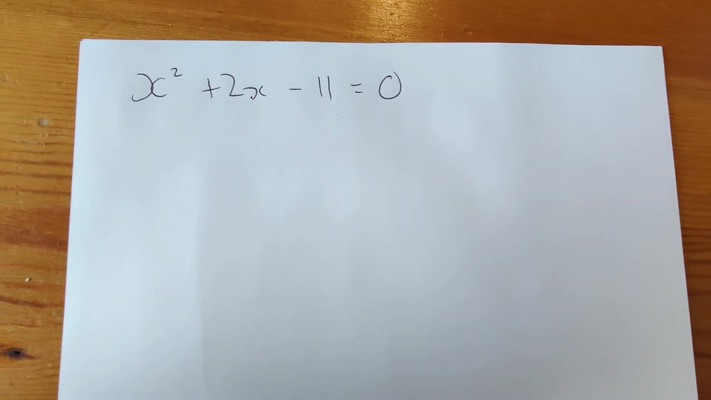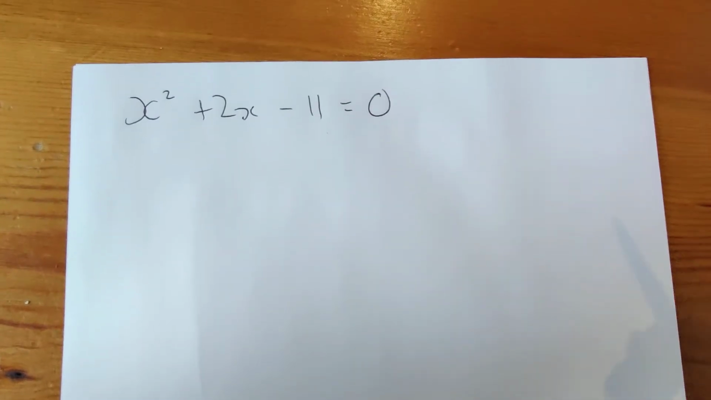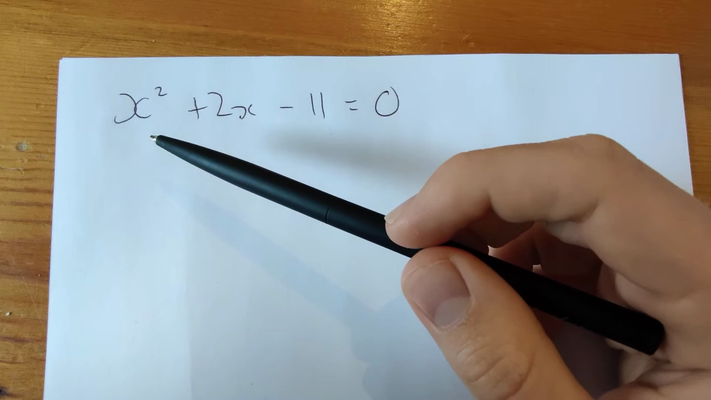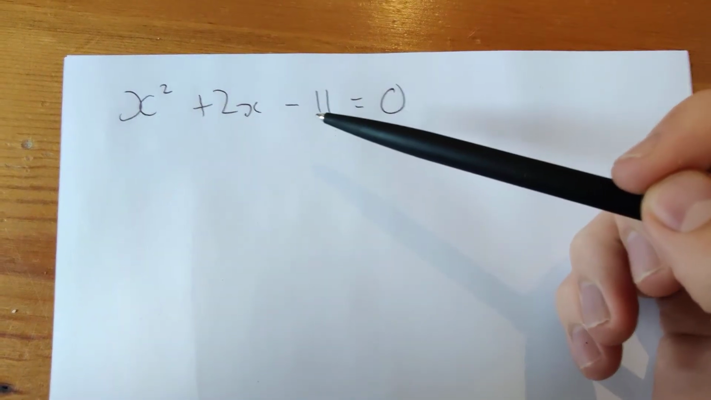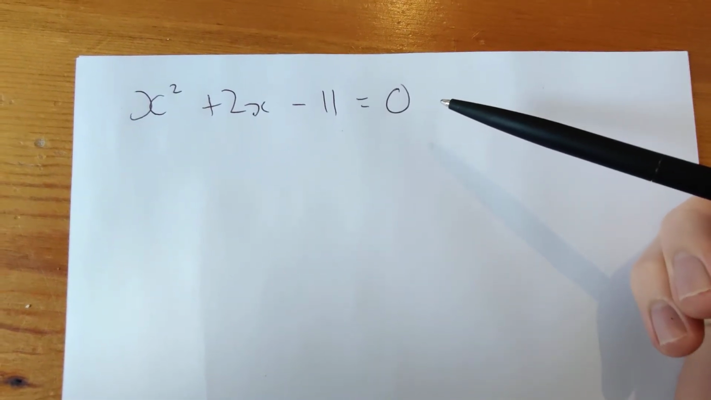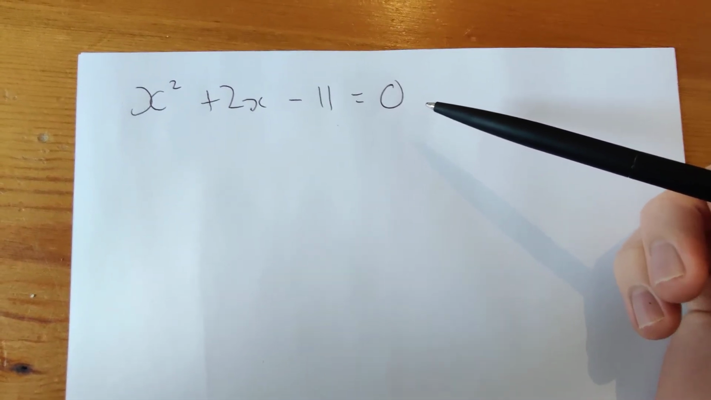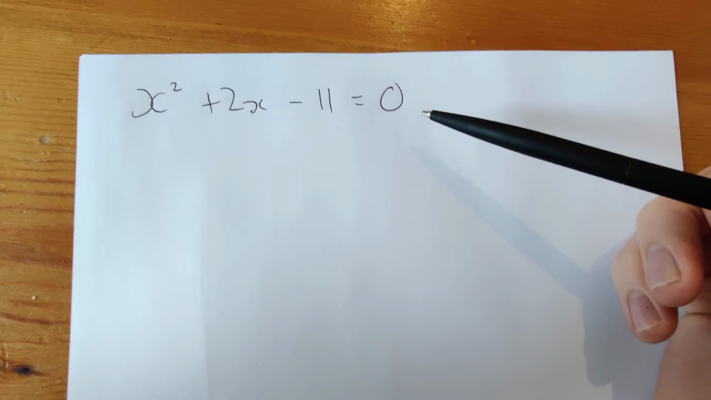Here's a short video on solving quadratic equations using the quadratic formula. Now, we've learned over the last couple of weeks that when you have a quadratic equation, you have to get all the terms on one side and 0 on the other side, just like we've already got here. And then the first thing you try and do is factorise, and we've learned how to solve them with factorising.